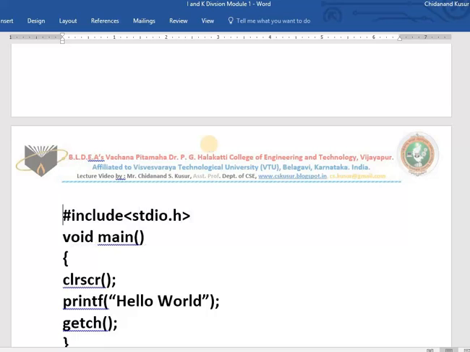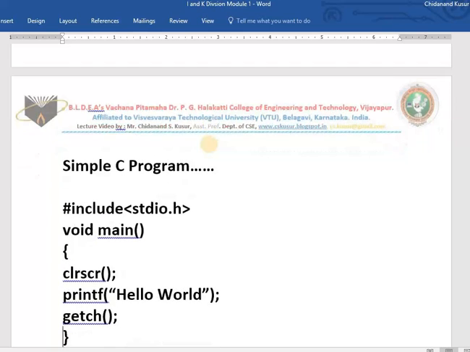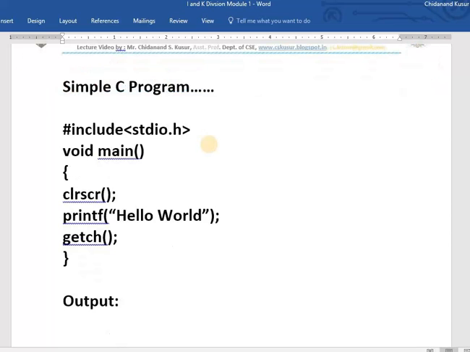This is what the simple C program. We are telling the machine to clear the screen and print a message. This is what we call program. Whenever we run the program, screen is going to clear. We get the message hello world on monitor.